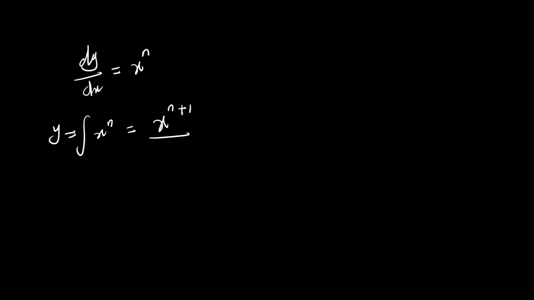We have already established that if you have an expression which is dy over dx which equals x to the power of n, then y equals the integral of x to the power of n, and this equals x to the power of n plus 1 over n plus 1 plus c, where c is the arbitrary constant. And we also know that integration is simply the reverse process of differentiation. Now we'll be looking at our first example.